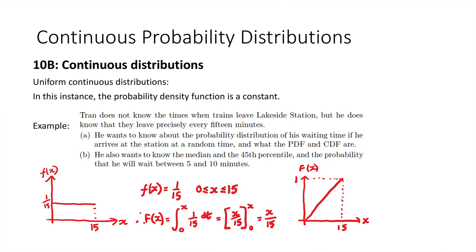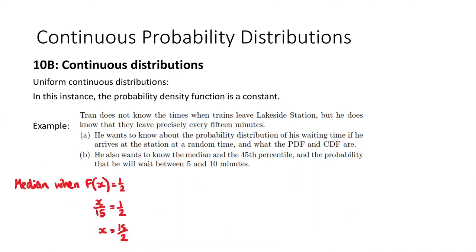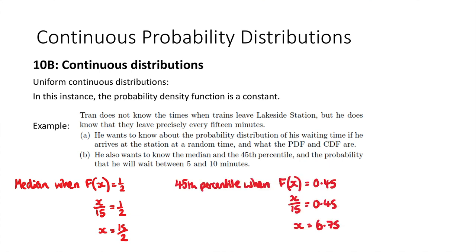So we're going to integrate that, and there it is. So this is my cumulative distribution function, x on 15. Now I'm asked in part B, what's the median and what's the 45th percentile? So the median will happen halfway through, when my cumulative distribution function is adding up to 1/2. So I put my cumulative distribution function that I just found equal to 1/2 and solve it for x. And for the 45th percentile, I'm going to put it equal to 0.45 and solve it for that.